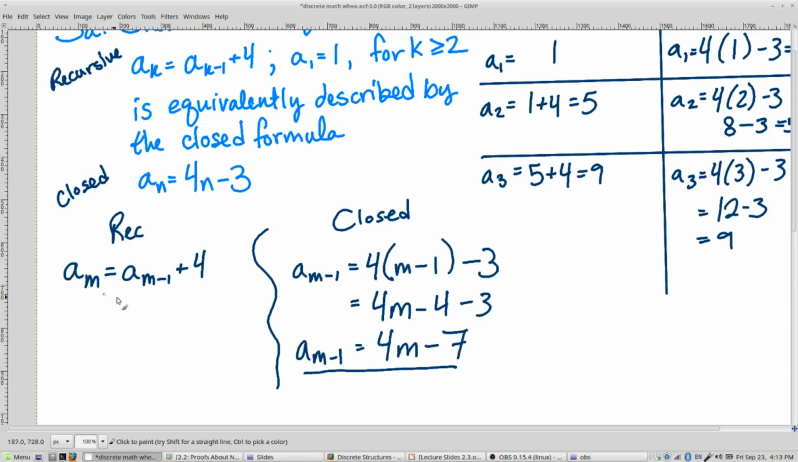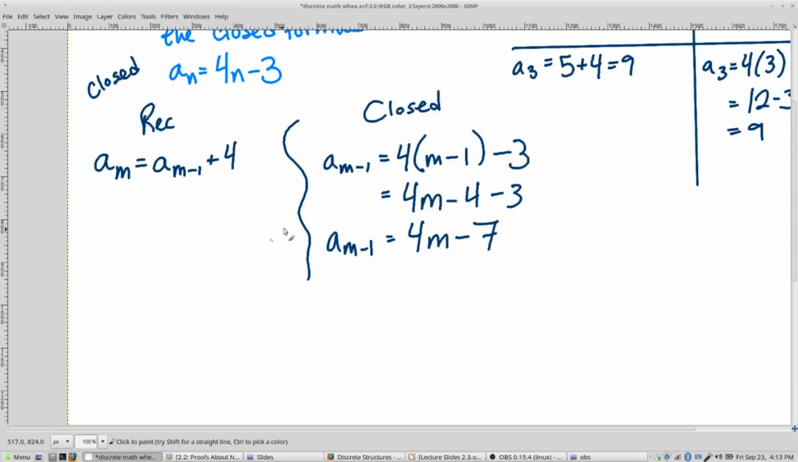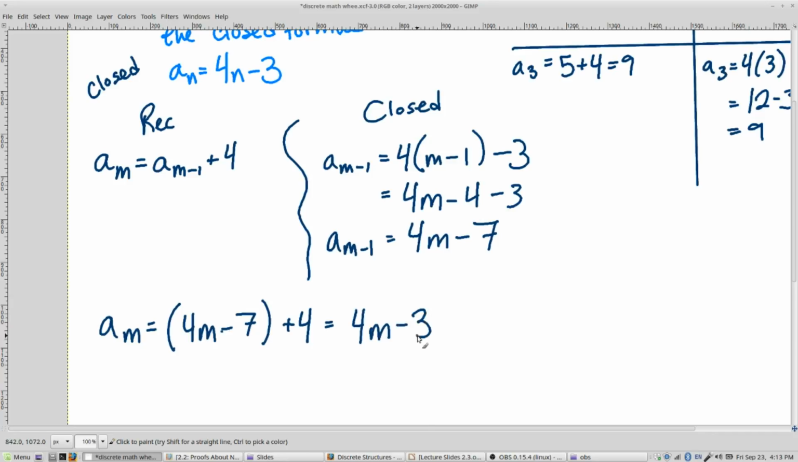Now we can plug it into this. Let's do it down here. A sub m is equal to a sub m minus 1, so we'll swap that out: 4m minus 7, and then plus 4. Then we'll get rid of the parentheses and simplify. So this is equal to 4m minus 7 plus 4, which is minus 3. So that's our result: a sub m is equal to 4m minus 3.